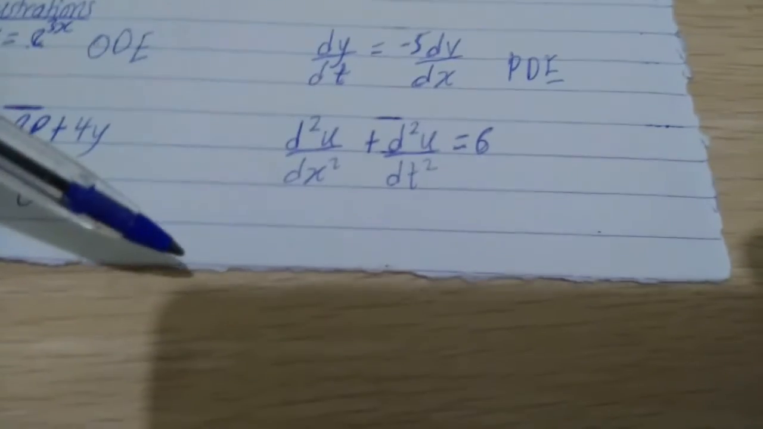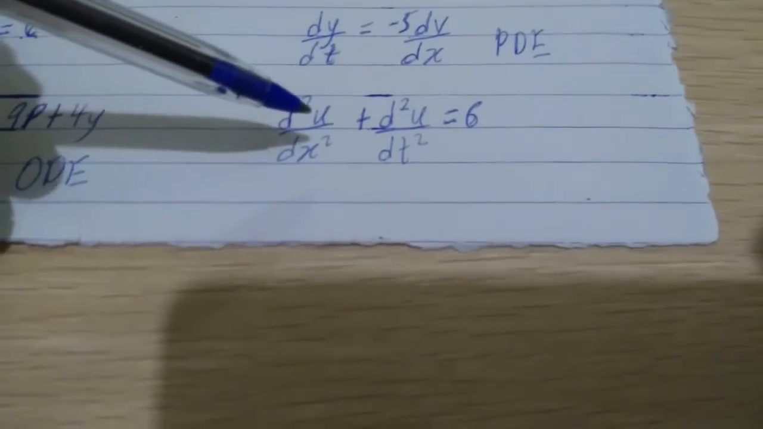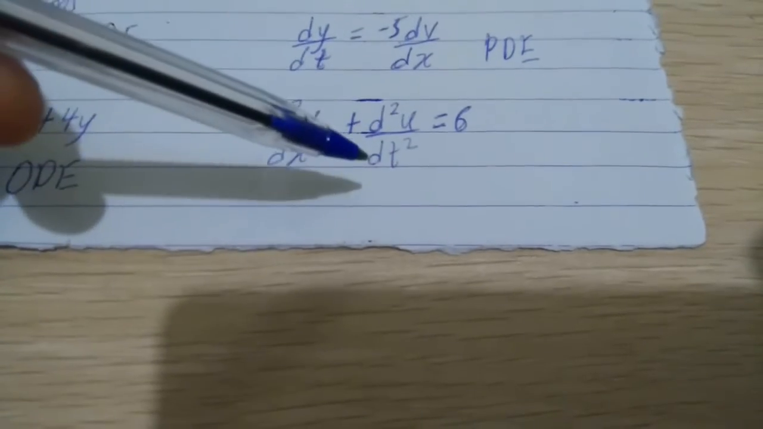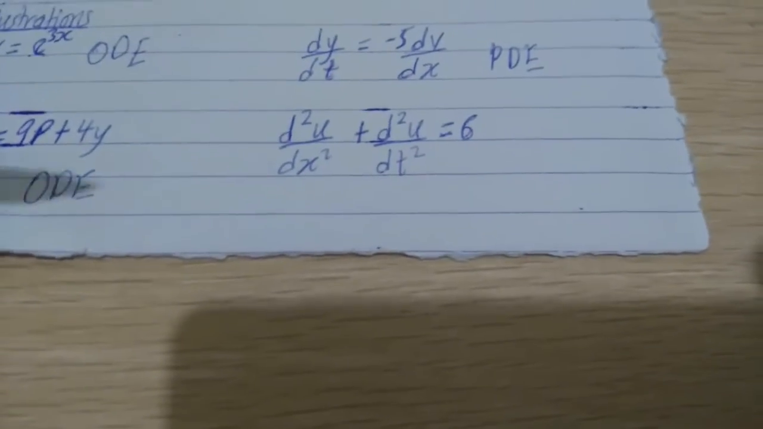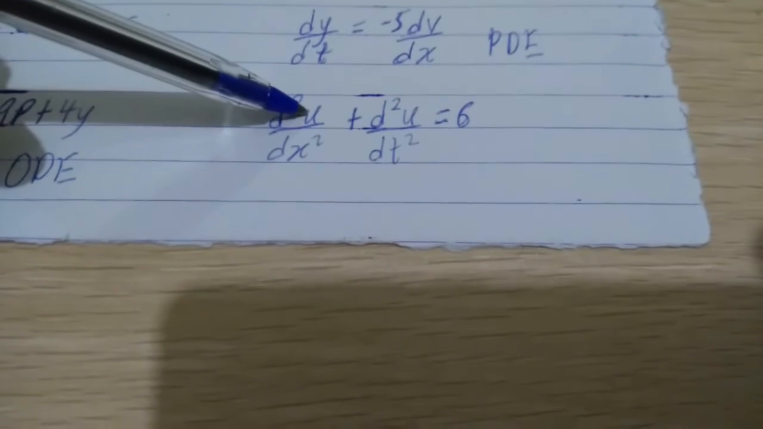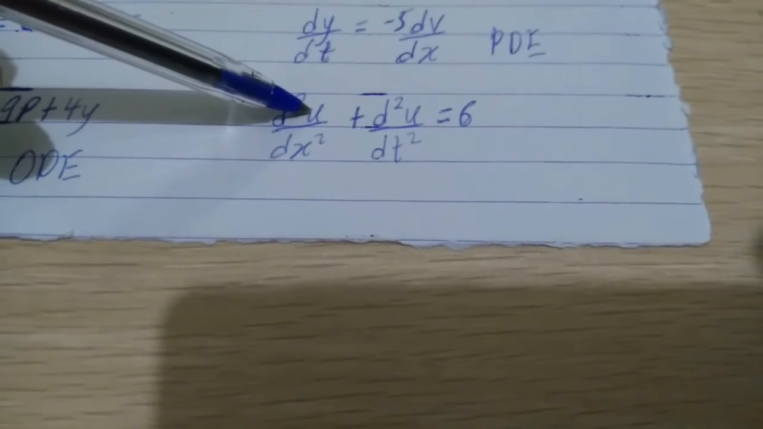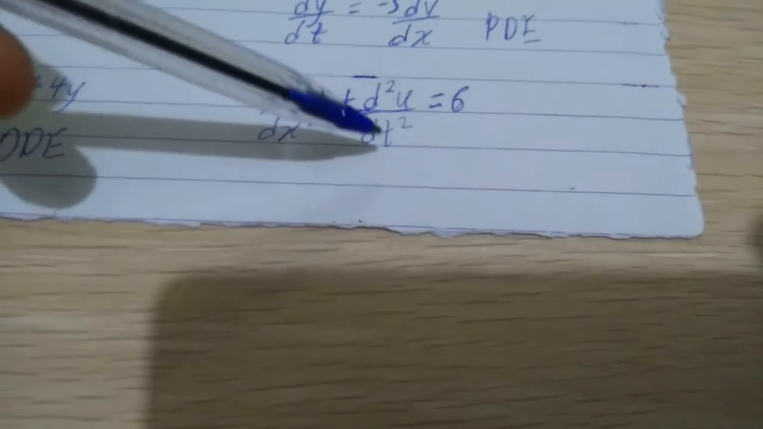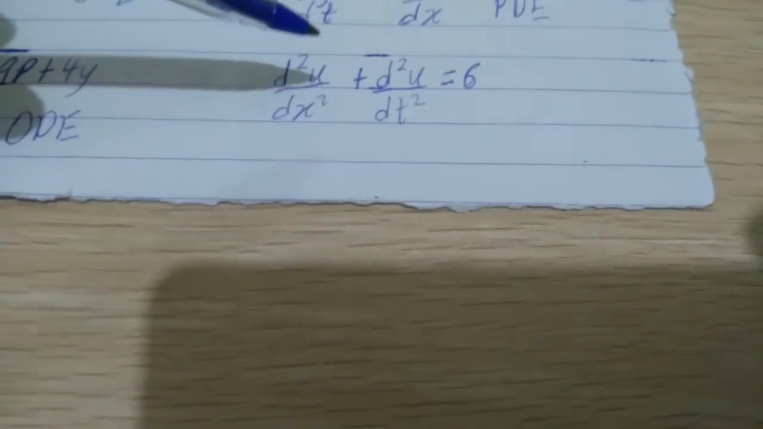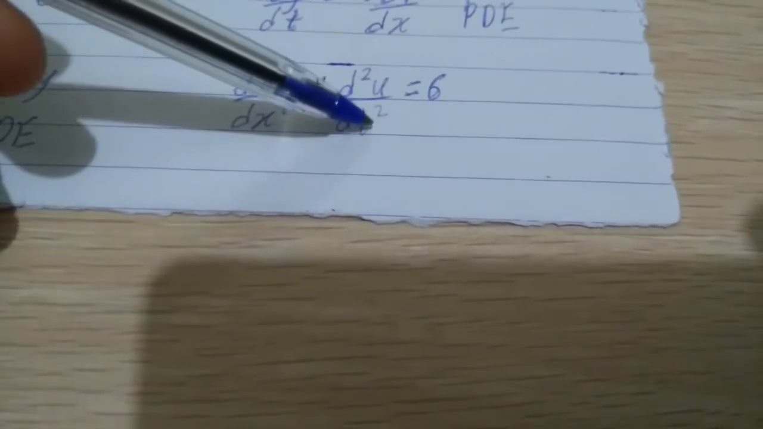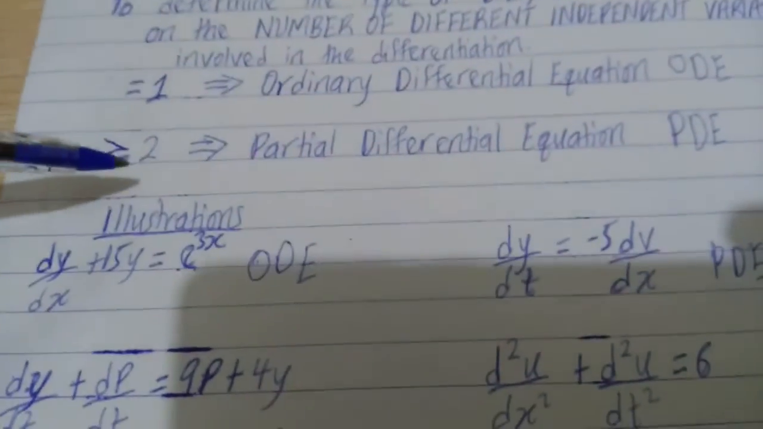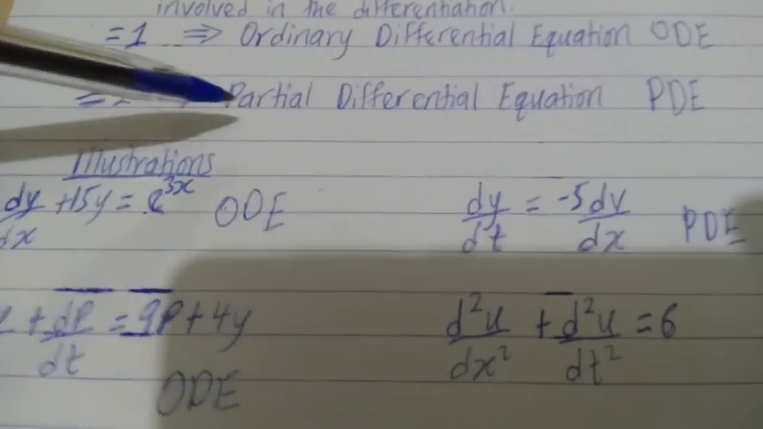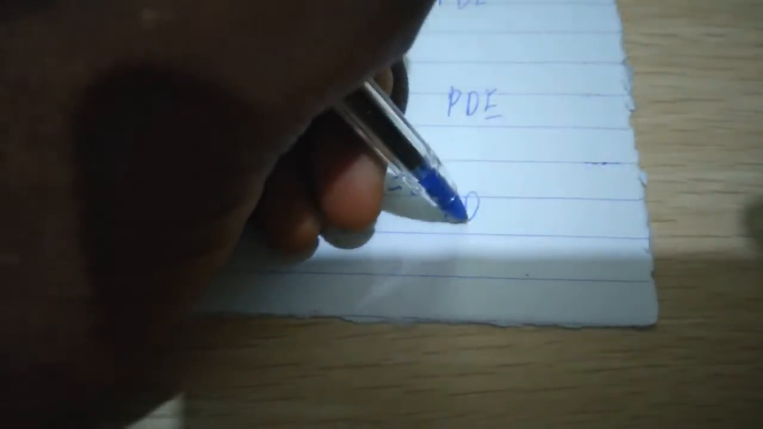So we now look at the last illustration. We have d squared u dx squared plus d squared u dt squared equals 6. We know that u is a dependent variable, but then we have two different independent variables, x and t, that is 2. So from our condition greater than or equal to 2, it's a partial differential equation. So we just put it over there: partial differential equation.